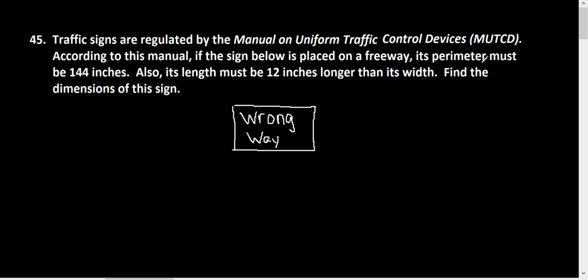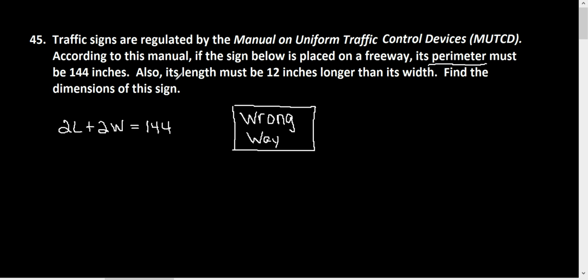And I do pick up on a word, perimeter, here. And when I see this in a story problem, I think of the perimeter formula of 2L plus 2W that equals the perimeter, P. And the P is 144 inches, where the perimeter must be 144 inches. Okay, so this I know to be true. That's all it says up to here.